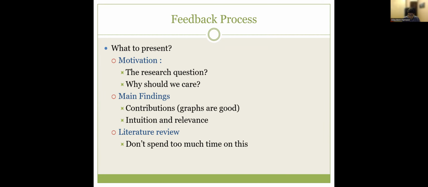A lot of times, I've seen people spend a lot of time on literature reviews, especially in 20-minute conference presentations. That I think is probably not really important, right? People who don't already know the literature are not going to fully understand it within 2-3 minutes of presentation anyway. So don't spend too much time on the literature review in this presentation and feedback process. Of course, your work should be more important than the literature.